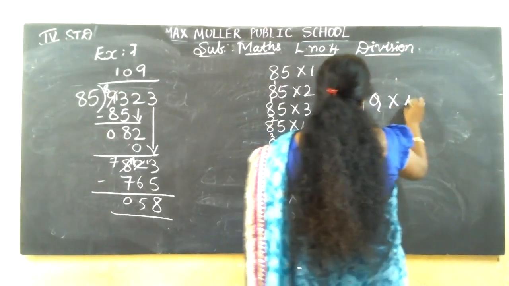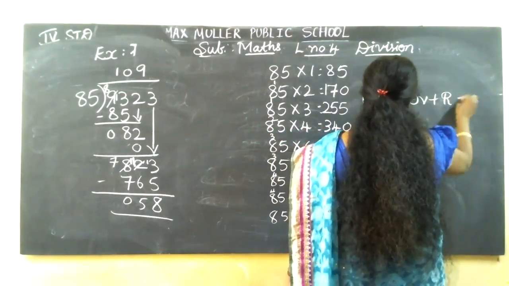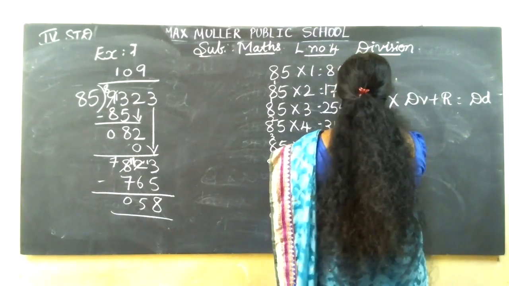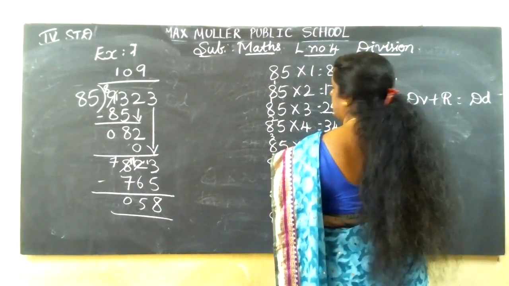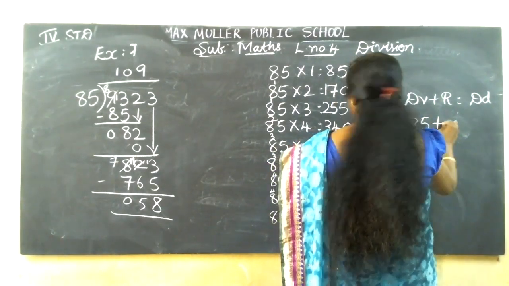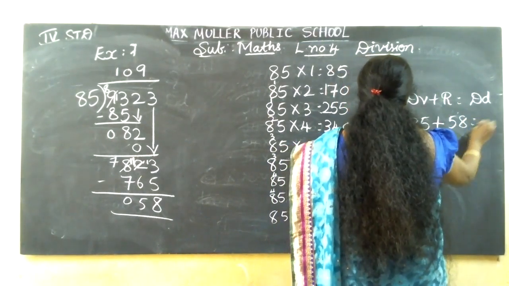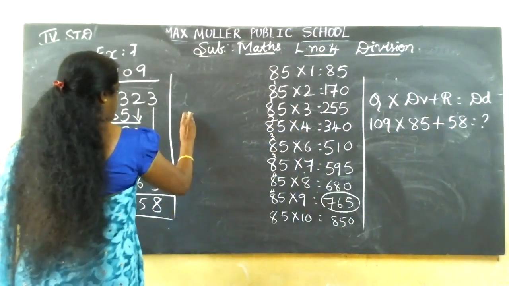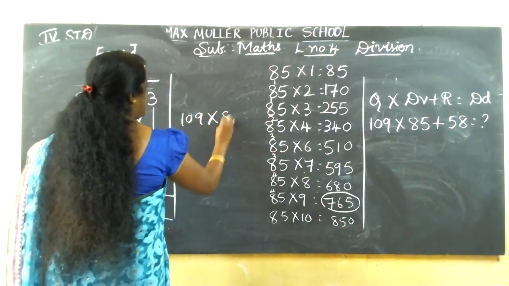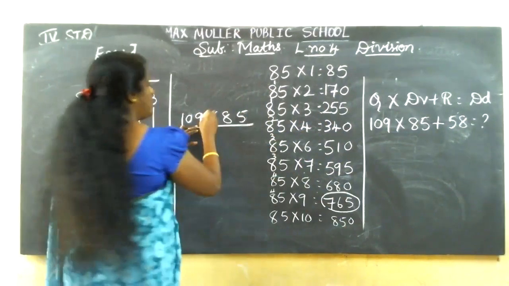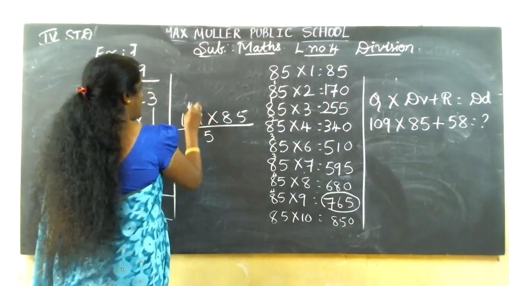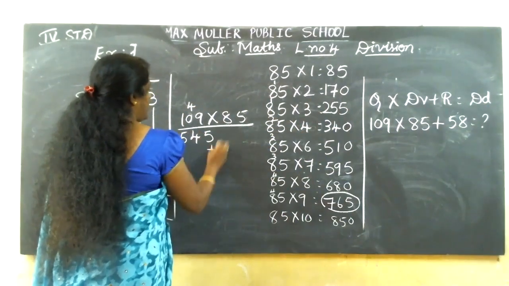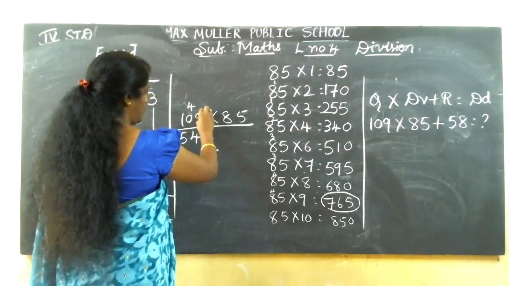Quotient into divisor plus remainder equals dividend. Quotient how much? 109 into 85 plus remainder is 58. So 109, see here, 109 into 85. 5 nines are 45. Here 0 is there, so I'll bring down 4. 5 ones are 5. 8 ones are 8, 9 nines are 72.